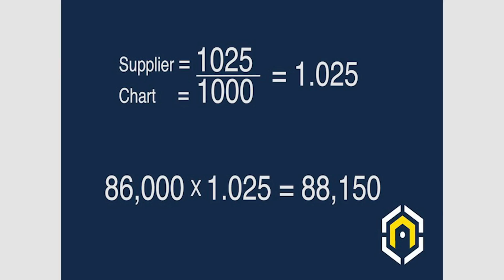If your supplier's giving you 1,025 BTUs per cubic foot and your chart's at 1,000, all you do is take 1,025 divided by 1,000, which gives a multiplier of 1.025. So if you had 86,000 on your chart times 1.025, it'd be 88,150, right? It's just a correction for the heat content of the natural gas. And it could be a multiplier that makes it higher or lower, depending on what your supplier's heat content is on that chart.